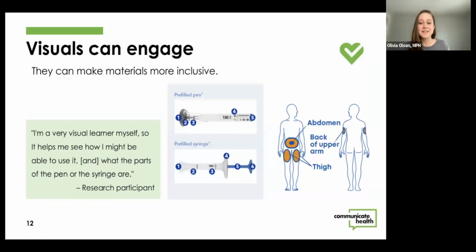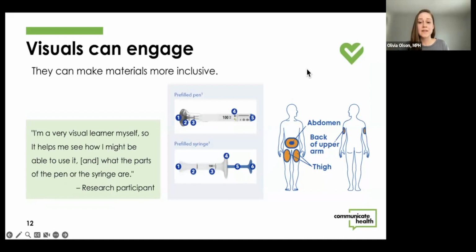In several studies, findings also highlight how visuals can make materials feel more inclusive. For example, one participant in a study said, "I'm a very visual learner myself, so it helps me see how I might be able to use it and what the parts of the pen or the syringe are."